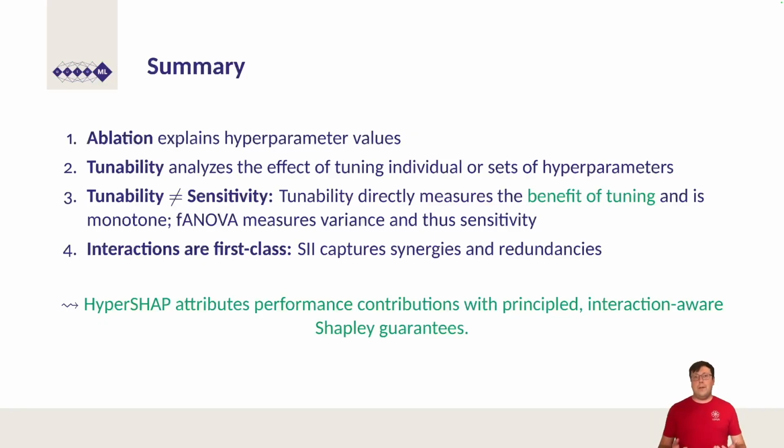To sum up, ablation as a game explains hyperparameter values. Tunability quantifies the effect of tuning individually or in sets. Tunability is provably distinct from sensitivity. It directly measures the benefit of tuning and is monotone, whereas FANOVA measures variance. Interactions are first class throughout. The Shapley interaction index captures synergies and redundancies without order dependence.